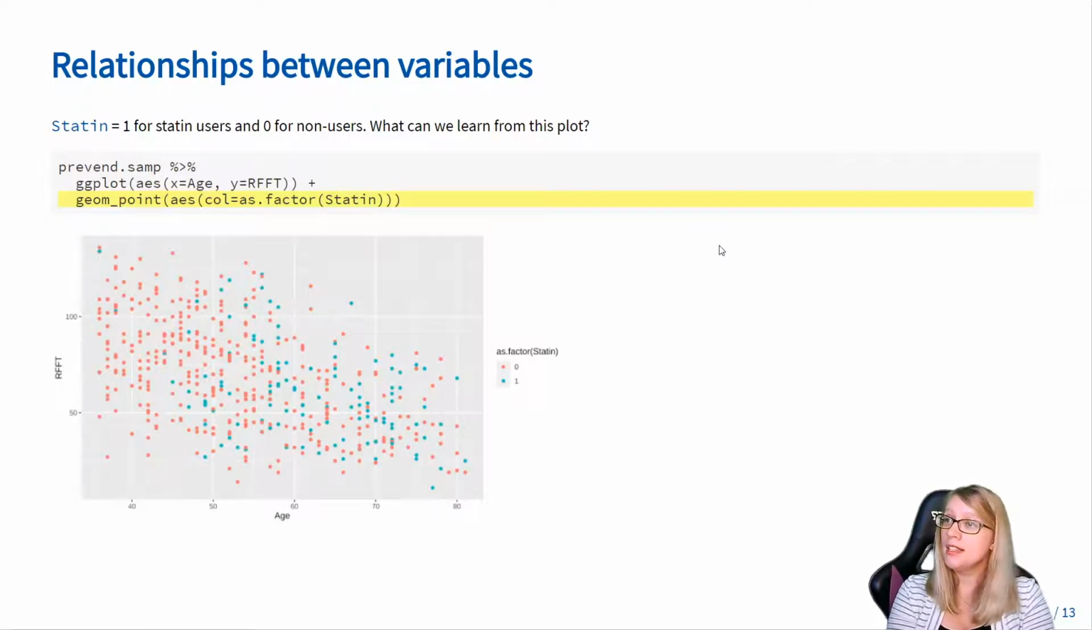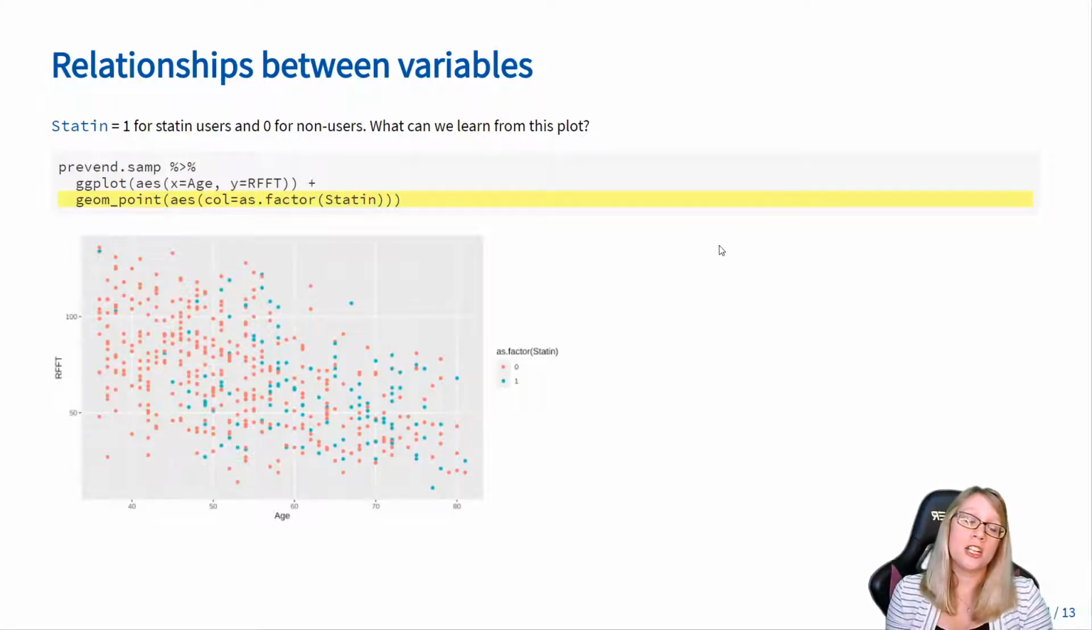So here in this data set, statin equals 1 for statin users and statin equals 0 for non-statin users. So we have what's called a binary variable. What you're looking at here is a scatter plot of this data where the color of the point represents whether or not the individual is using statins. So the coralish points are the zeros, the non-statin users. The blue teal points are the statin users. A couple things to notice.